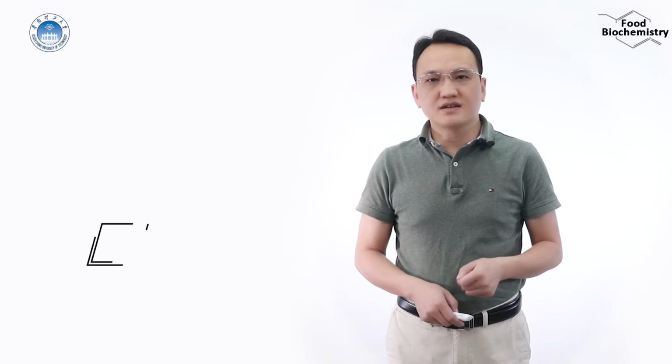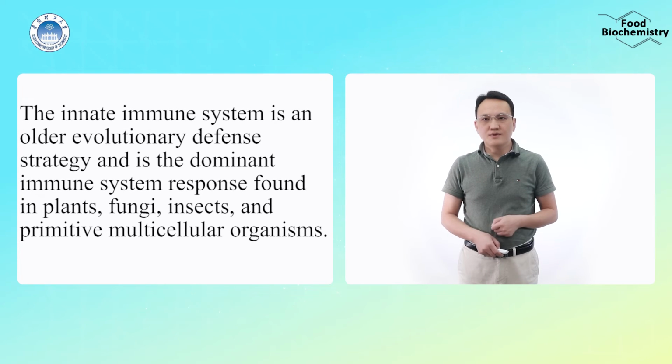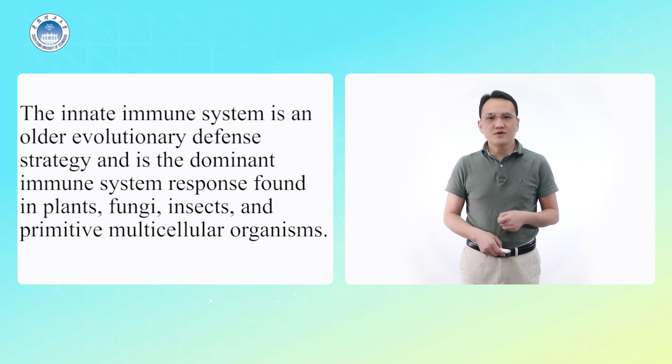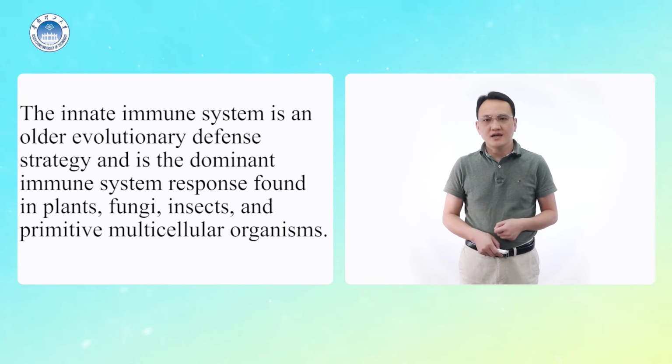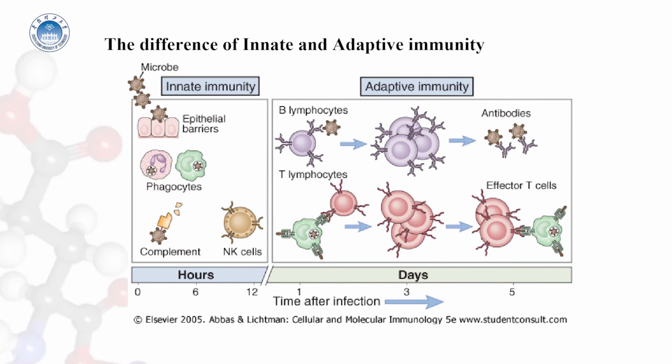The innate immune system is one of the two main immunity strategies found in vertebrates. The innate immune system is an older evolutionary defense strategy and is the dominant immune system response in fungi, insects, and primitive multicellular organisms. The innate immune system responds very fast and serves as the first defense wall. Normally, the whole process takes within 12 hours to kill the pathogen.